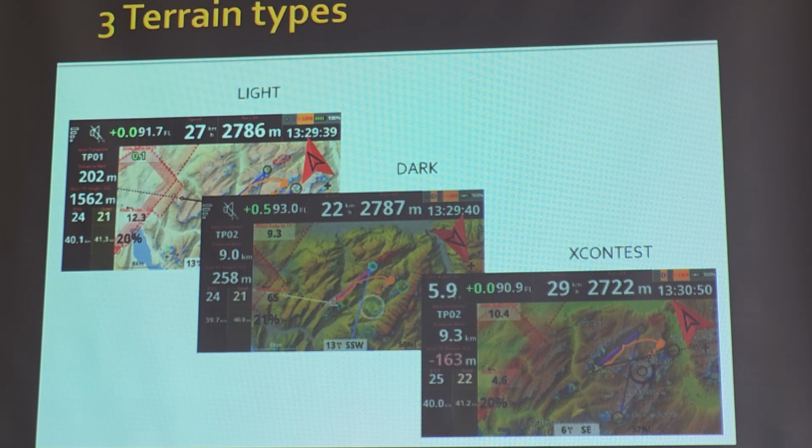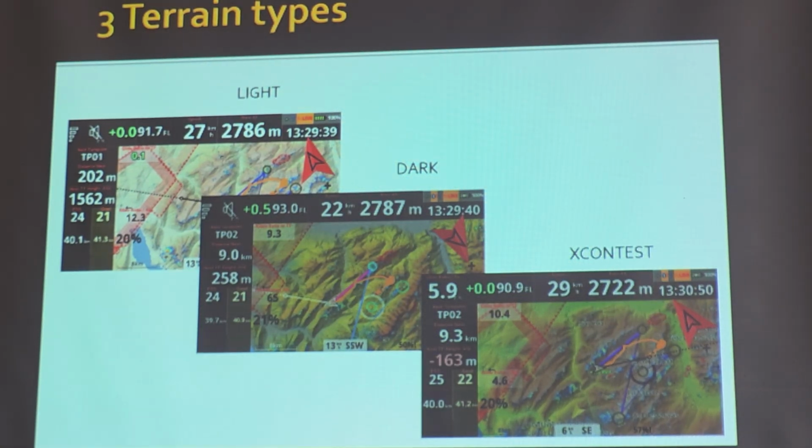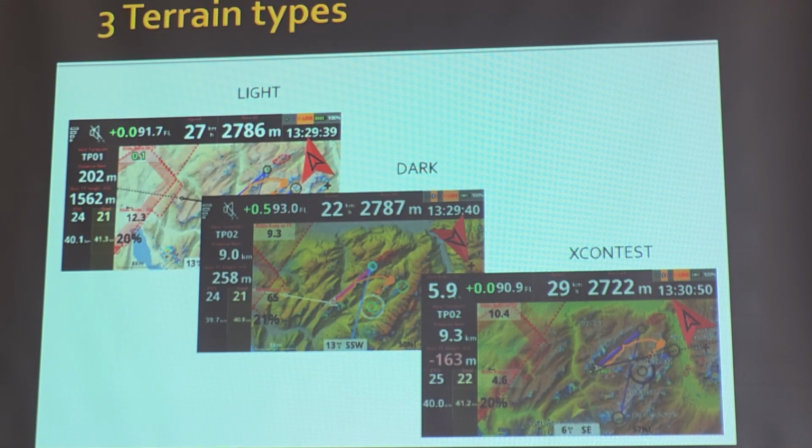So now on these maps, I've removed the road map type. It's only the terrain type. So you have the light, the dark, and the X contest. Dark and the X contest are both quite dark. The difference that you can see is in the valley, it's green or it's more gray. So depending on your preference.